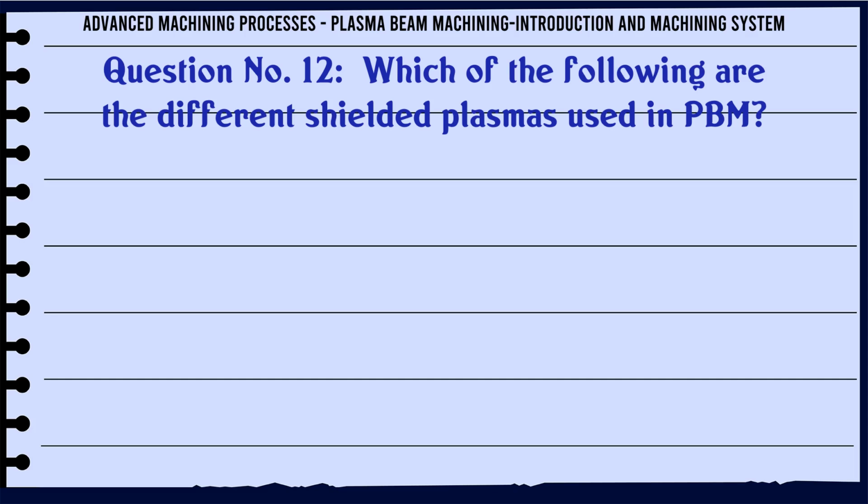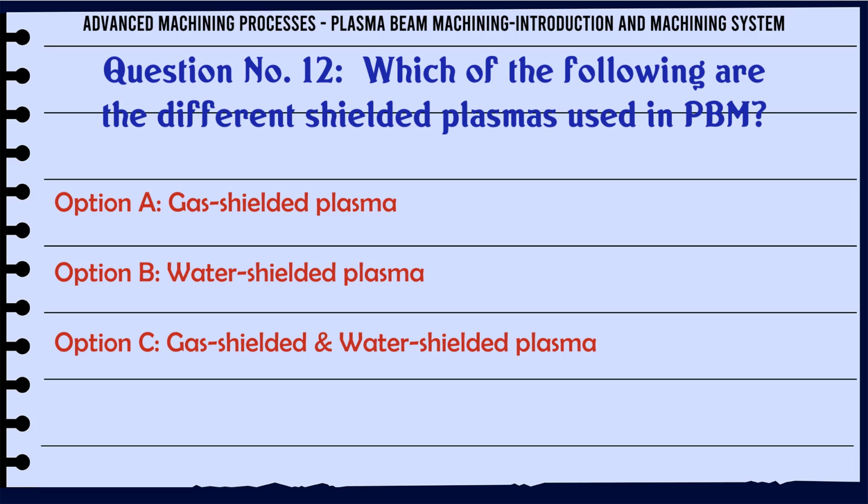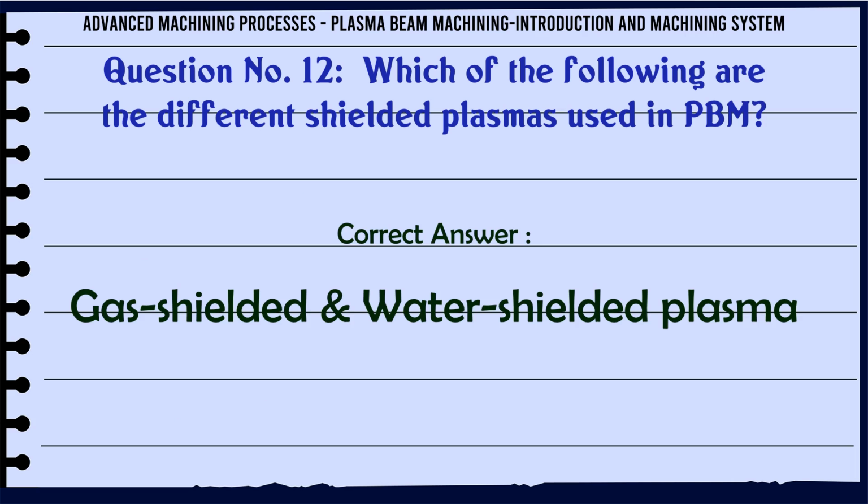Which of the following are the different shielded plasmas used in PBM? A. Gas shielded plasma. B. Water shielded plasma. C. Gas shielded, water shielded plasma. D. None of the mentioned. The correct answer is gas shielded, water shielded plasma.